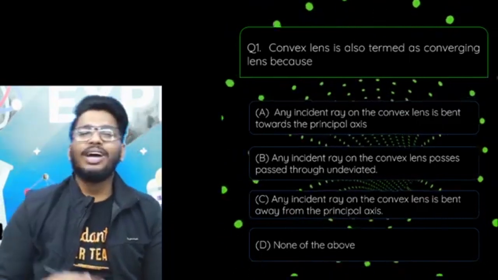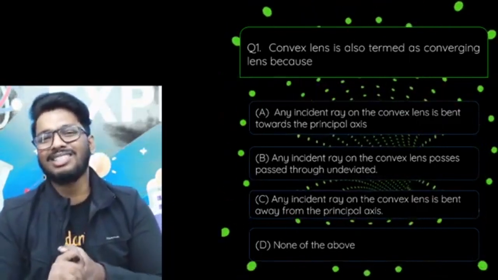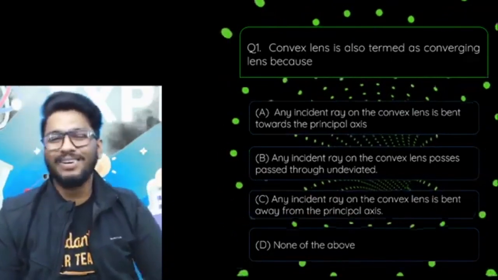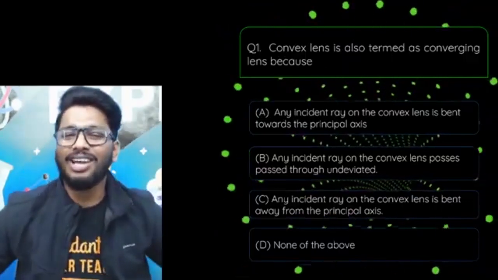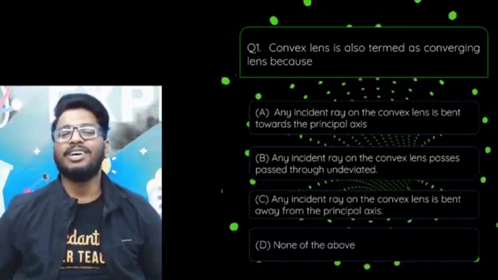Alright, so let's do some questions. We'll be having a lot of questions in between, so make sure that you're solving these questions as well, people. So here's another question for you guys. A convex lens is also termed as a converging lens. Why?